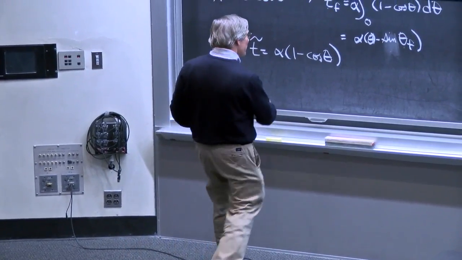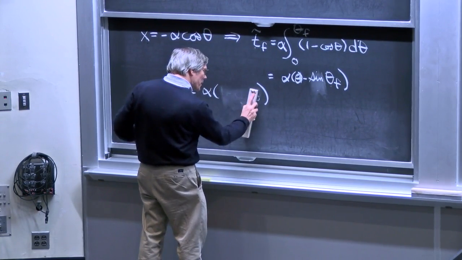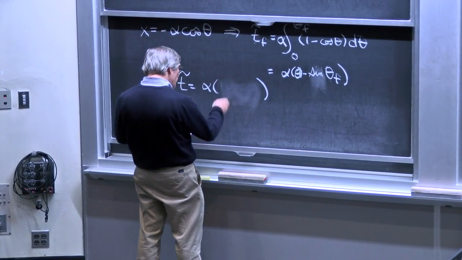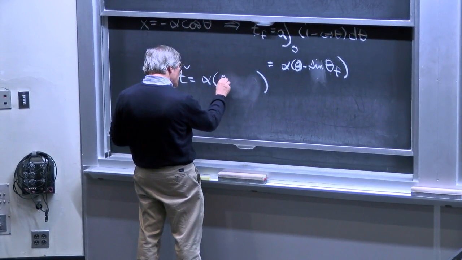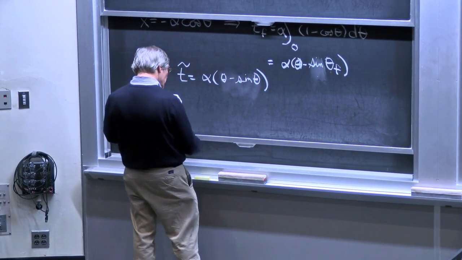The last equation you wrote needs to be changed, right? This was copied from that. Right. Thanks for reminding me. So t tilde is equal to alpha times theta minus sine theta.